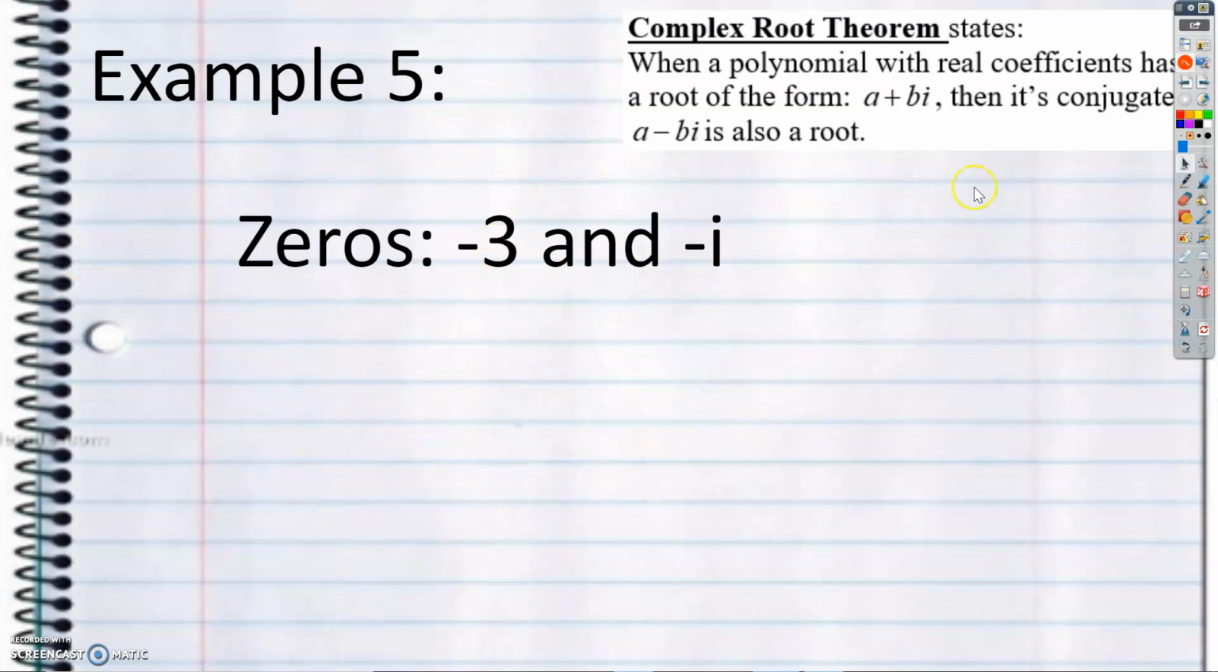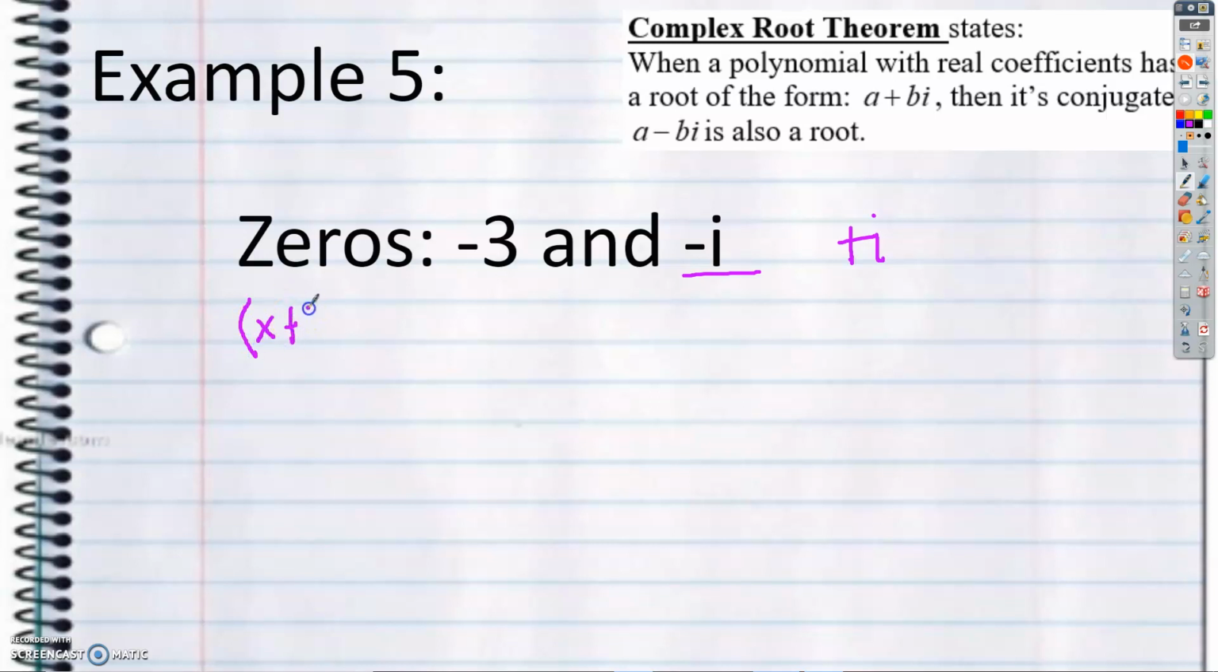So we're going to look at example 5. So basically the rational root theorem and the complex root theorem basically says the same thing. So remember, if a 0 is negative i, or imaginary i, then also its conjugate, the opposite of negative i, which is a positive i, is also a root. And root means the same thing as 0, if you didn't know. So I'm basically going to take my zeros and write it in factored form, which should be pretty easy.